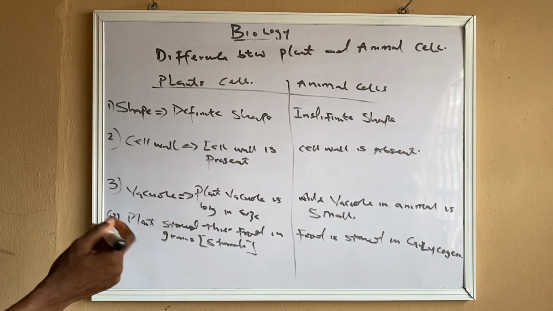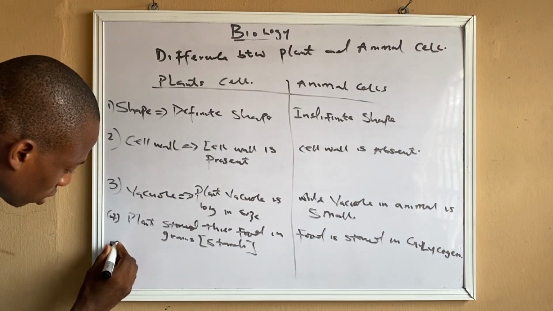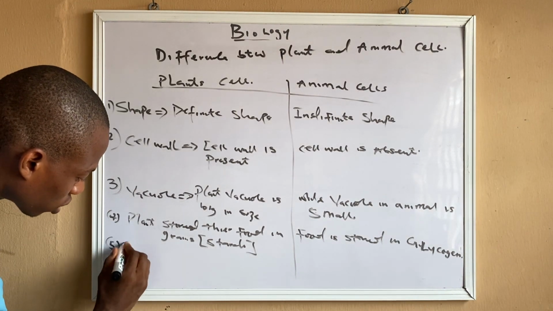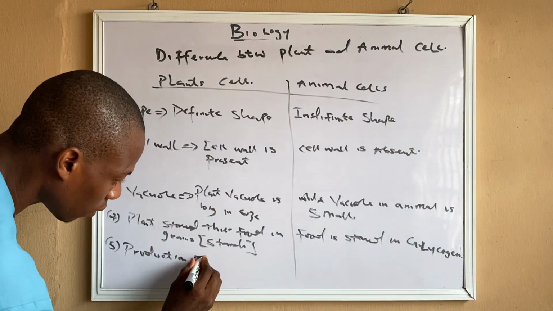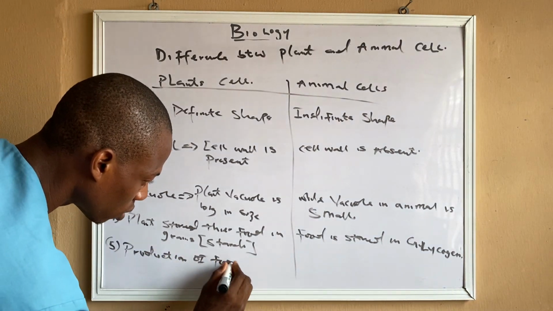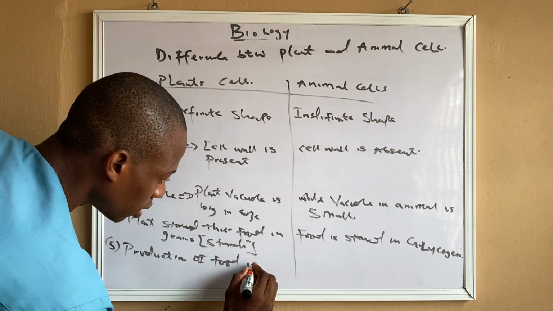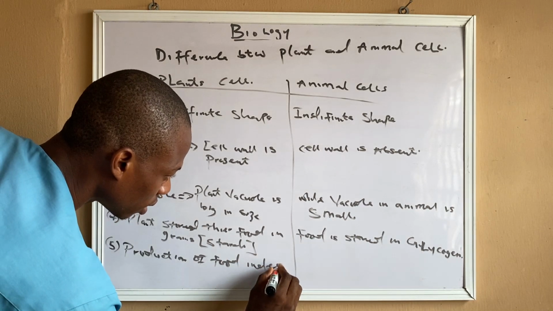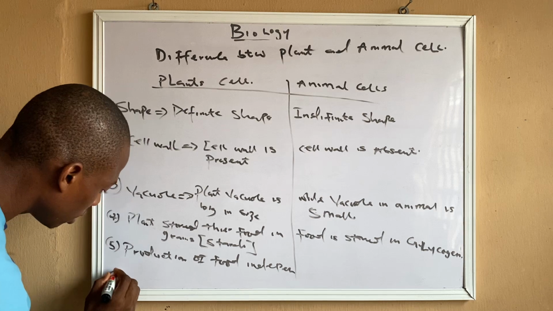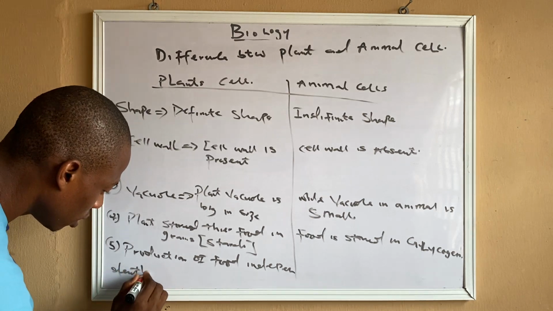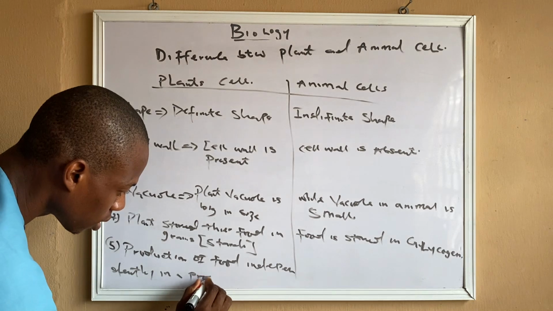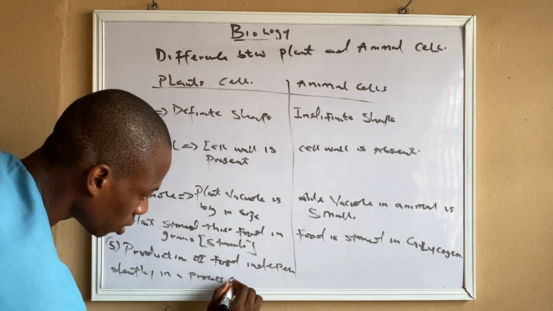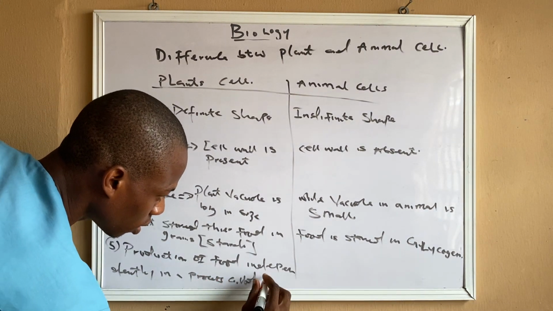The next one I'll be giving us is the production of food independently in a process called photosynthesis.